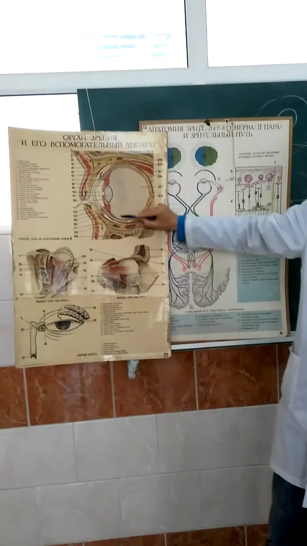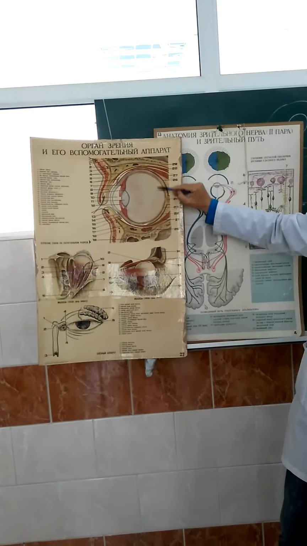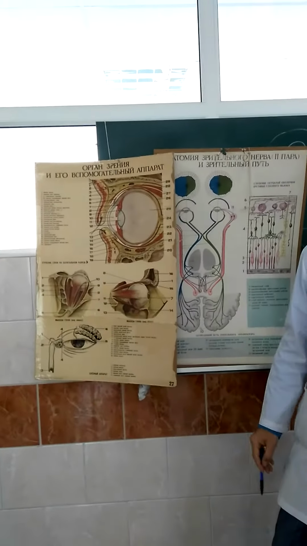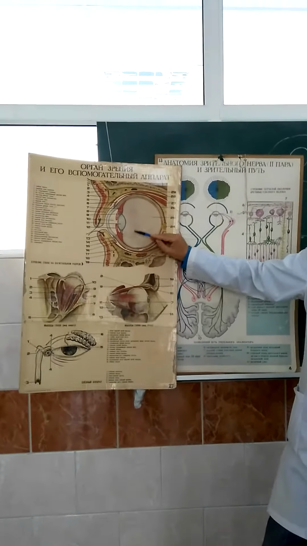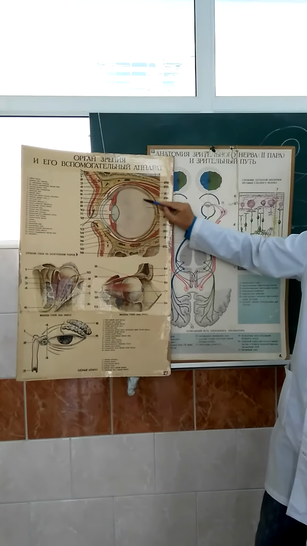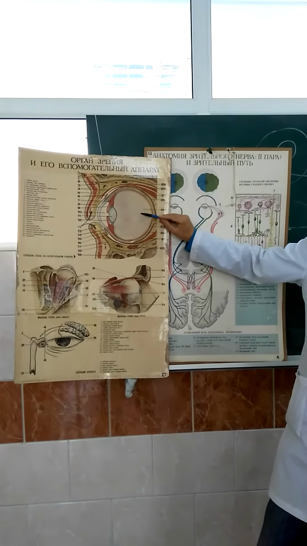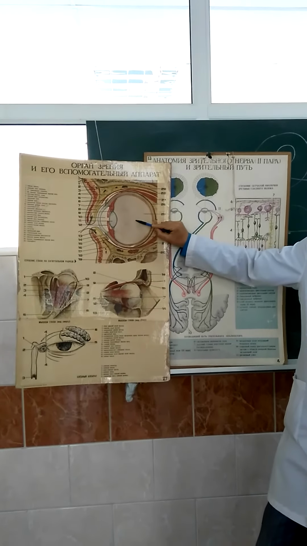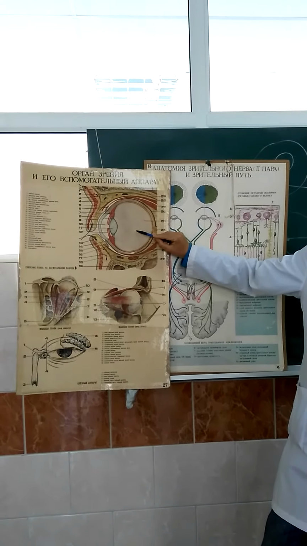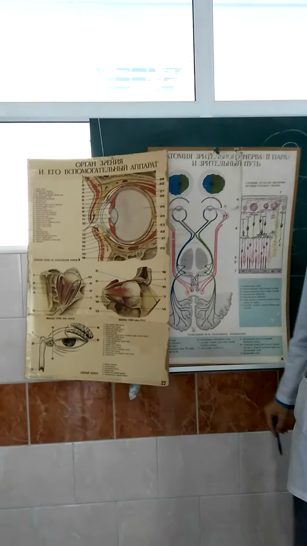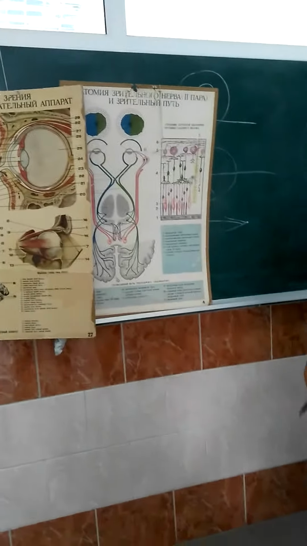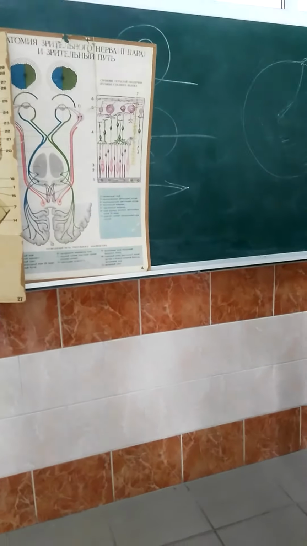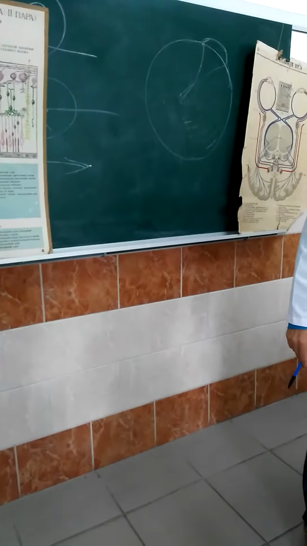Next, corpus vitreum, like a jelly, in the back of the lens. It is the largest refractory media of the eyeball. It has no vessels, no nerves. All the structures have no vessels, no nerves. They're transparent. So, for the next class, structure of the eyeball and pathway of the visual analyzer, without pathway of pupillary reflex. Only visual analyzer.